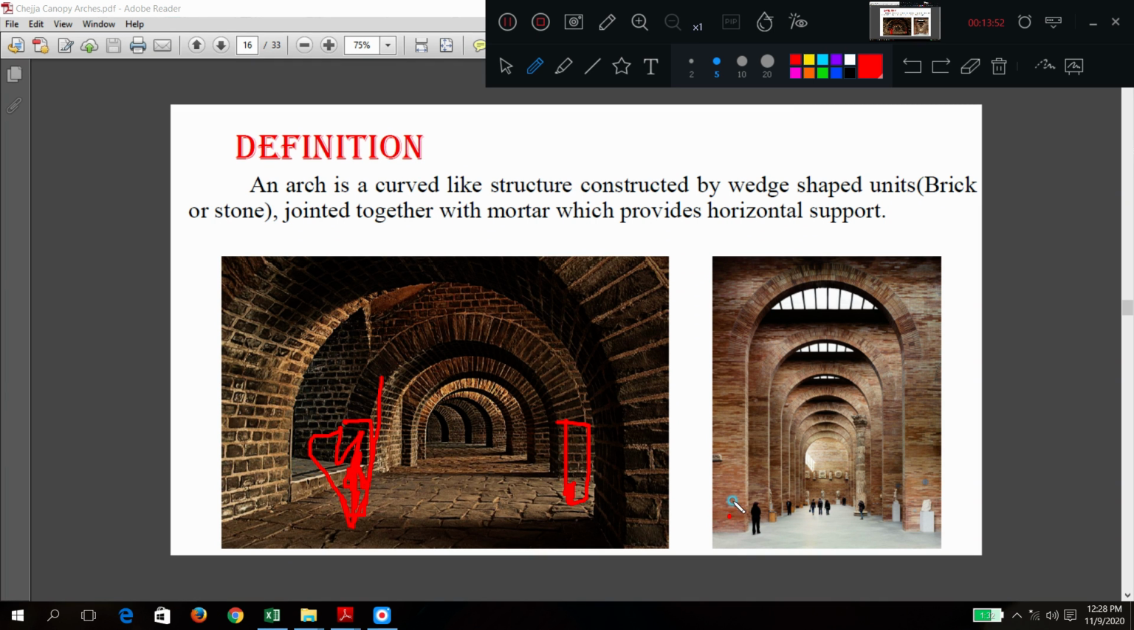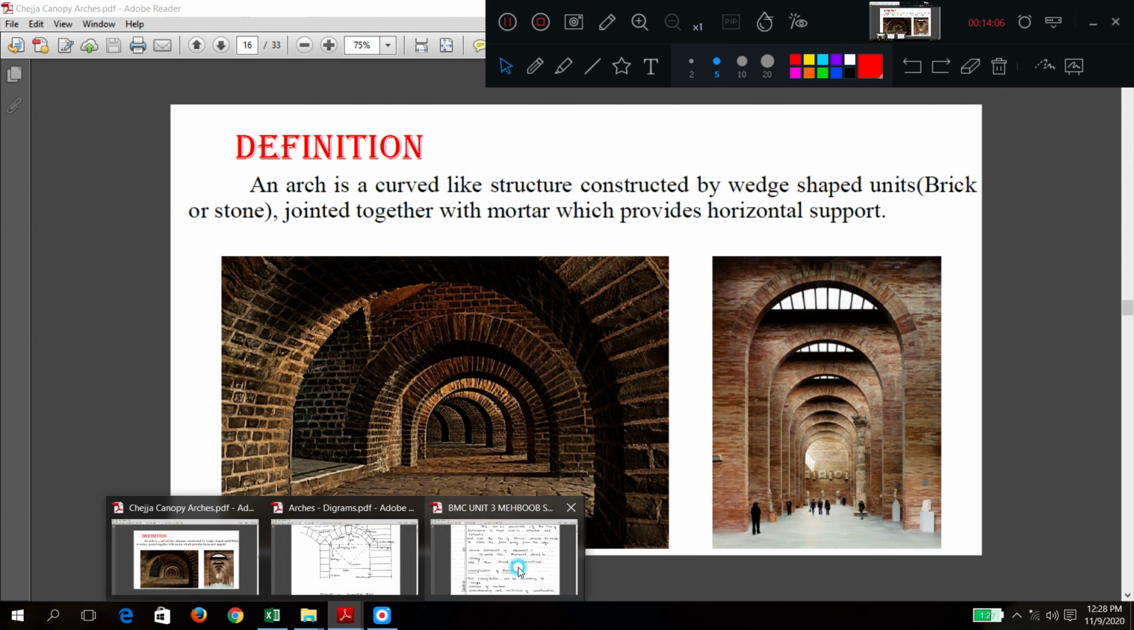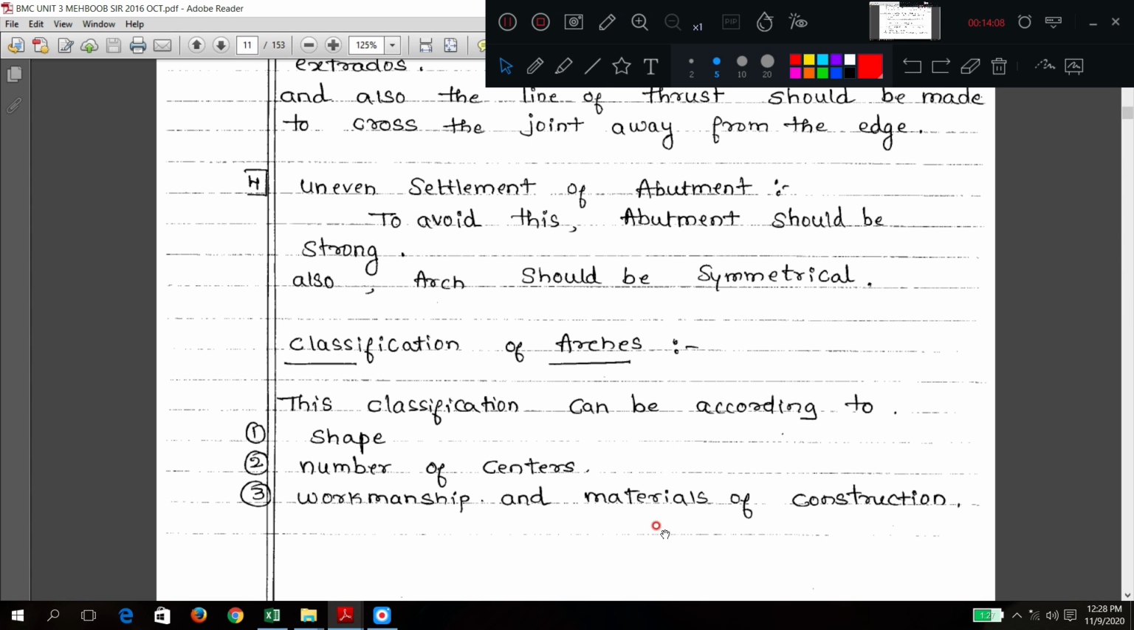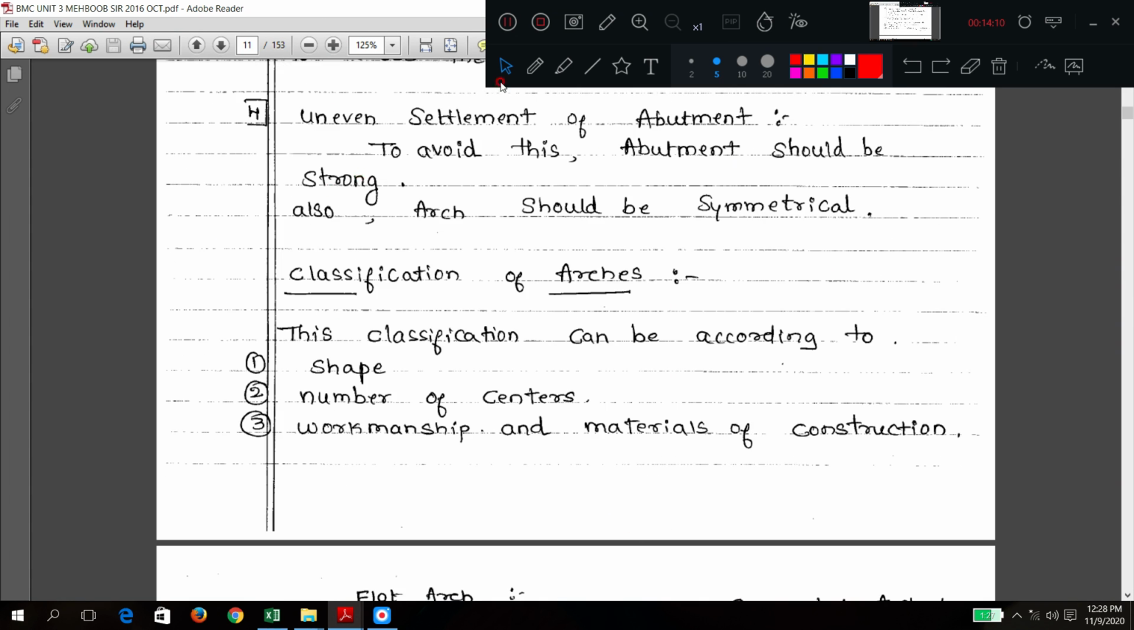Here also you can see this is also an abutment, this is also an abutment. If it is very strong, then you can avoid unequal settlement. I hope it is now clear. These are the stability portion, very important. So now we will go to the next portion, that is classification.